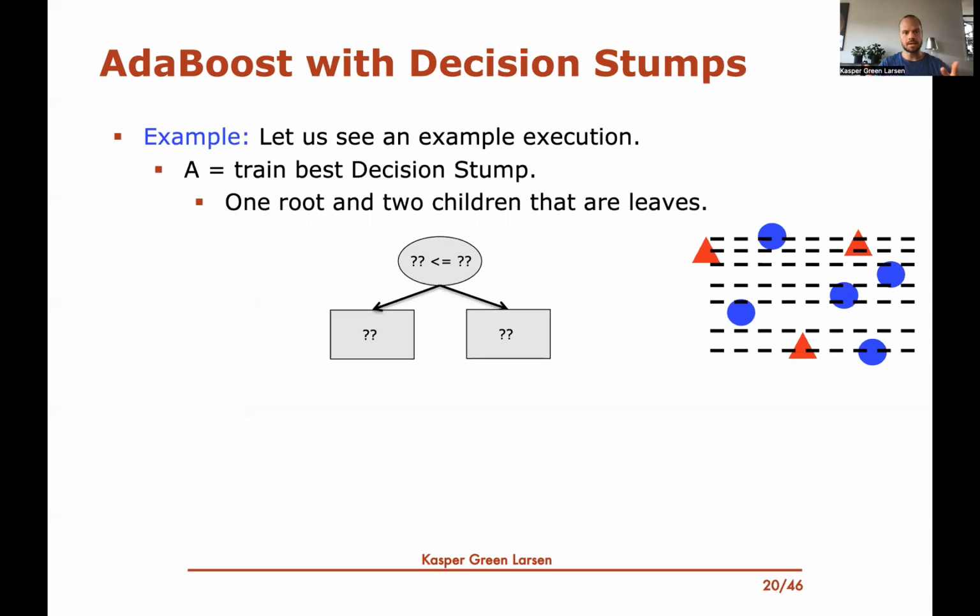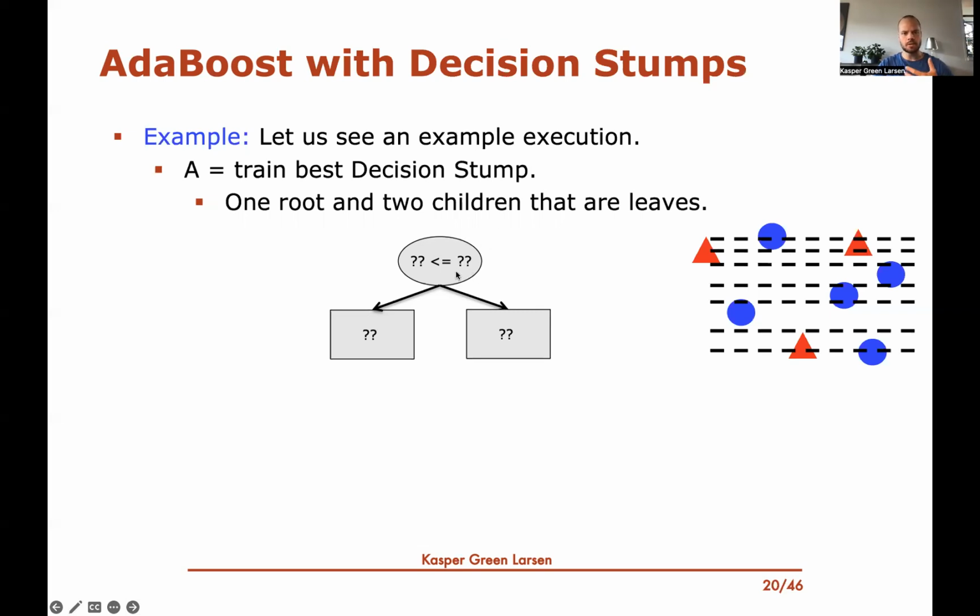Okay, so now we'll run through an example, and in the next video we will cover the analysis and show that this is a sensible choice of scaling parameters. So let's see an example execution. Let's say that the base learning algorithm is decision stumps. We have two-dimensional data, there are two features. Our hypotheses are decision stumps, which means that we have one root where you ask whether a given feature, either the x feature or the y coordinate feature here, is less than or equal to a fixed value, right?